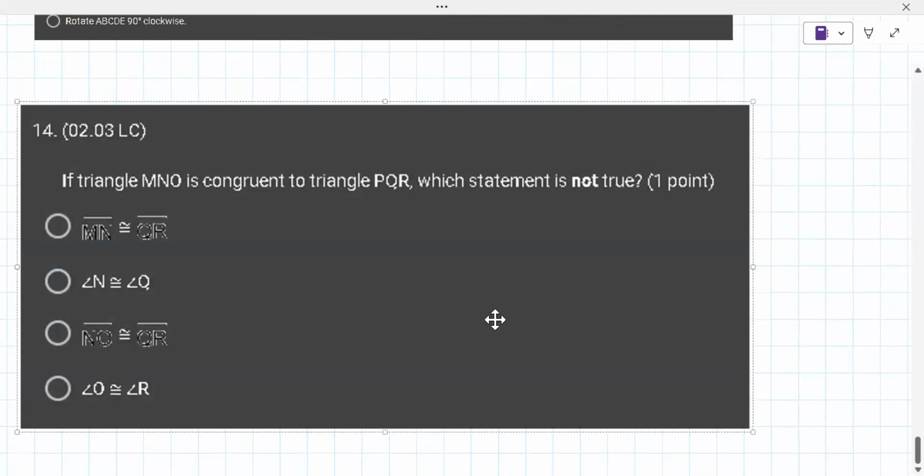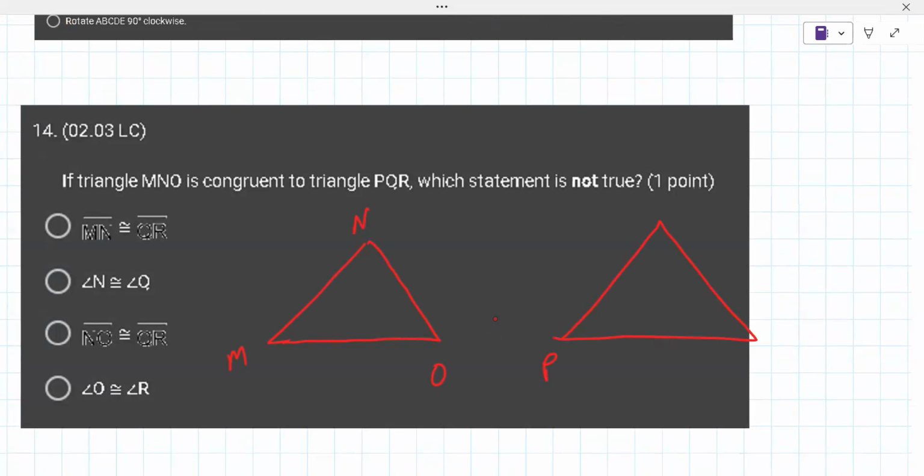If triangle MNO is congruent to triangle PQR, which statement is not true? So MNO, PQR. Okay, so one of the things that's really important to do is to draw the triangles the same. They have to be the same orientation. It's a path when you draw the letters. Like they have to be the same path. Okay.